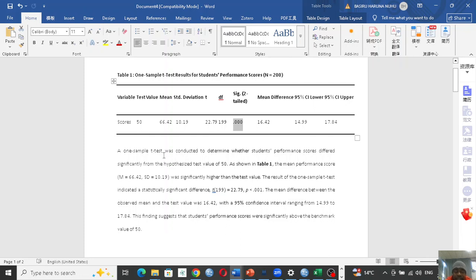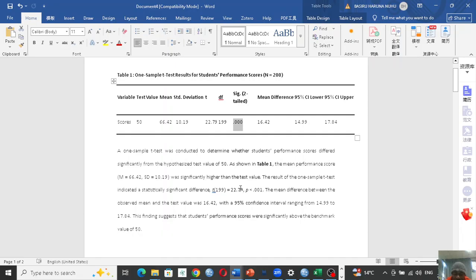A one sample t-test was conducted to determine whether students' performance scores differed significantly from the hypothetical value of 50. As shown in table 1, the mean performance score and the standard deviation were significantly higher than the test value. The results of the one sample t-test indicated a statistically significant difference, that is, the t-test. So our t-test here and this one, they all speak the same way.